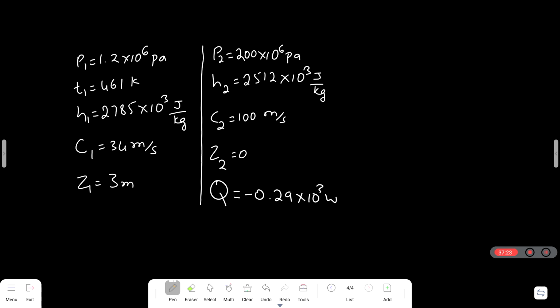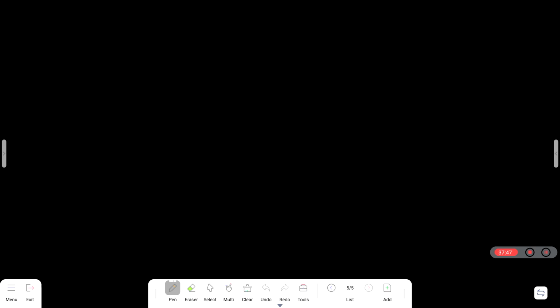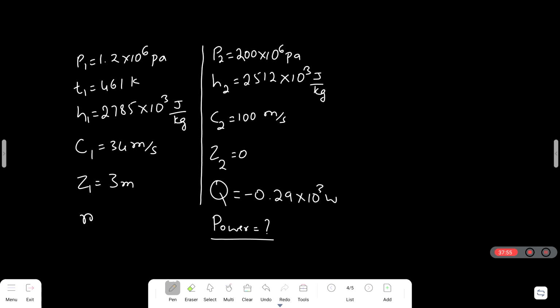So we need to calculate power output, or work done, right? Since it is in joule per second, we will get it in watts. Moving on, steam flow rate, mass flow rate, he has given as 0.42 kg per second. Okay, moving on.